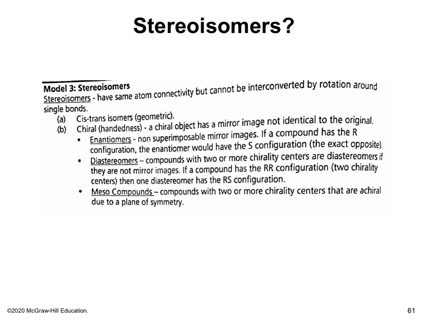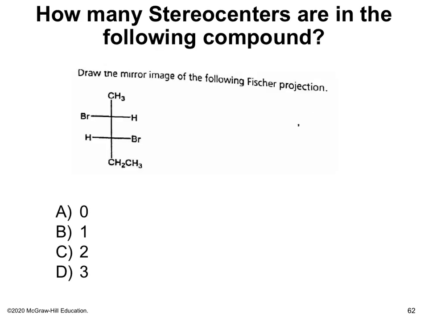And this is just showing you, that was the other thing. If you can do Model 3, I think it'll be worth a question on your exam to do the assignments of these. So let's try. So draw the mirror image of the following. All right, well, let's do that. CH3, CH2, CH2, and then you put H and Br, and then Br over here and H. So that's the mirror image.